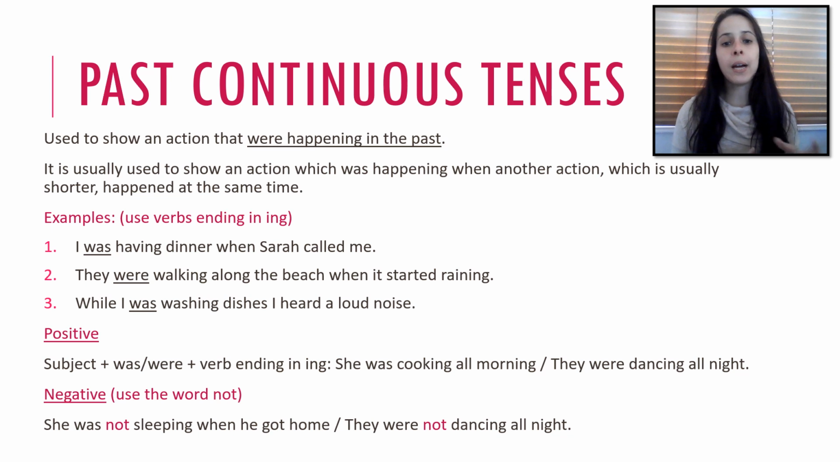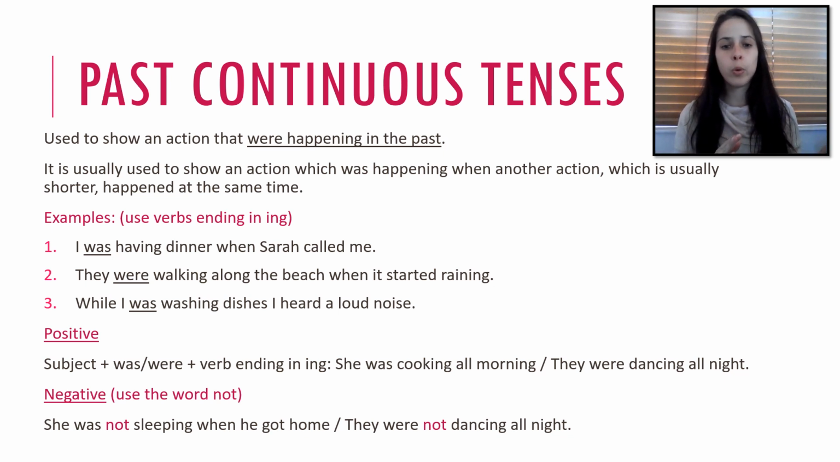Okay, so, I was having dinner when Sarah called. So that's what I meant by your definition, where I said it is usually used to show an action that was happening when another action that is shorter was happening at the same time. So my action is I was having dinner, and then my other action that's happening at exactly the same time is Sarah calling. But I'm going to be quick on the phone with Sarah because I'm eating dinner. So eating dinner is going to be a longer action. So that's what that sentence was explaining.